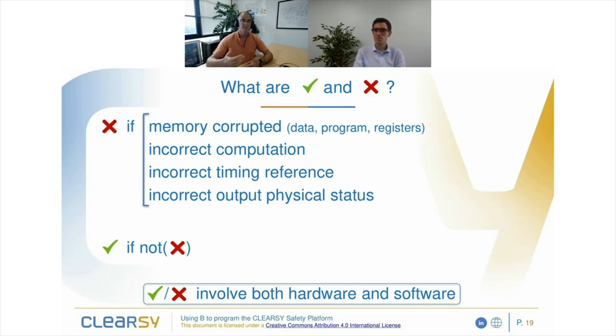So you need to be sure that your timing reference has some properties. And if you have some incorrect output physical status, so in case you are not able to command the outputs, so you can modify a variable in memory that is supposed to activate some actuator, but you are not able to modify the status. In this case, you need to be aware of the situation. And if everything is okay, if there is no problem, then you can go and you can execute F. And that verification involves both hardware and software.